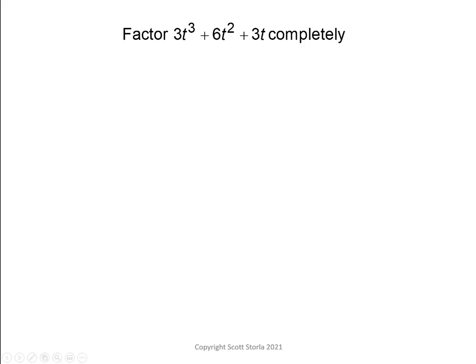How about this one? Our GCF this time is going to be 3t. I'm going to rewrite the first term as 3t times t squared. The second as 3t times 2t. That'll give me my 6t squared.